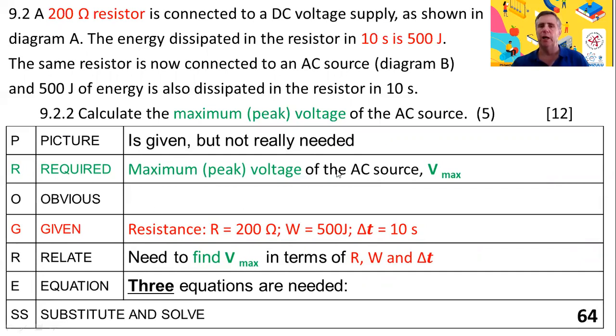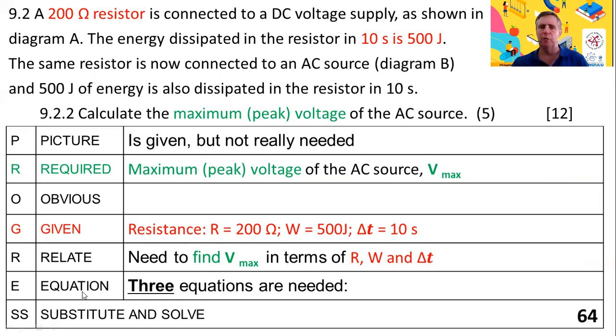What are they asking? Now I've highlighted in green, they're asking for the maximum or peak voltage of the AC source, so for Vmax. There's no particularly obvious facts here, but what is given? 3 facts are given. Resistance is 200 ohms. The work done is 500 joules. And the time in which the work is done is 10 seconds. So we need to relate what is given to what is required. So we need to find Vmax, what is required, in terms of the 3 items that are given.